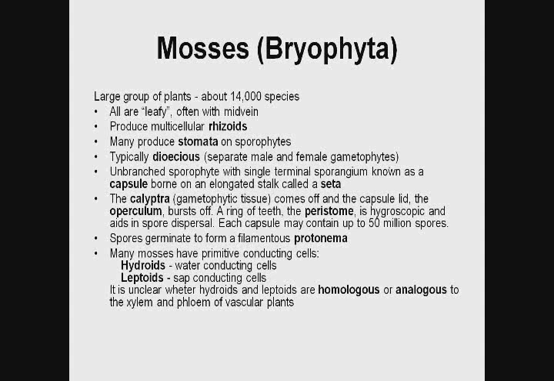Okay. After liverworts, we come to mosses. Mosses have leafy form. They have multicellular rhizoids. They also have stomata and are dioecious. Okay. Male and female gametophytes are separate, and sometimes on the same plant also. So yeah, I'll give you this also later.